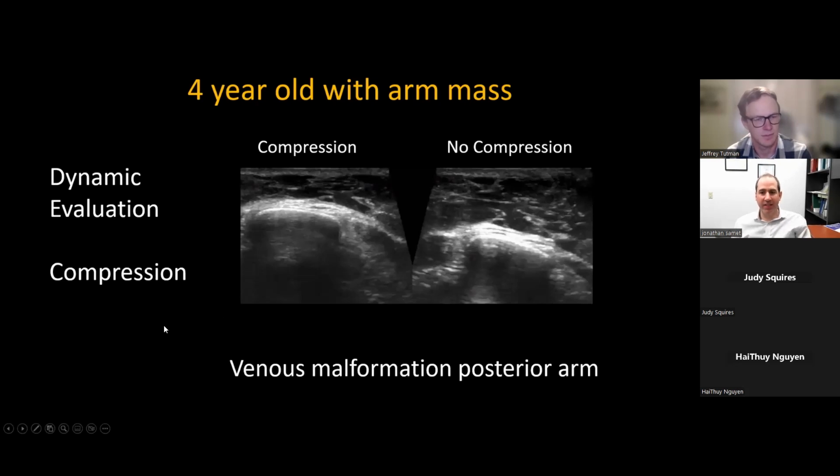How about evaluation of masses? I'm sure we've all seen this kind of case on MR. We have this sort of ill-defined mass with multiple little septations, hypoechoic areas. With compression, we show that it really dramatically reduces in size. And that's very helpful to show that this is probably a venous malformation. I'll show you the color picture later, but if it was a sarcoma, it wouldn't really compress away like this. And it just gives you that extra piece of information that you don't get with MRI.